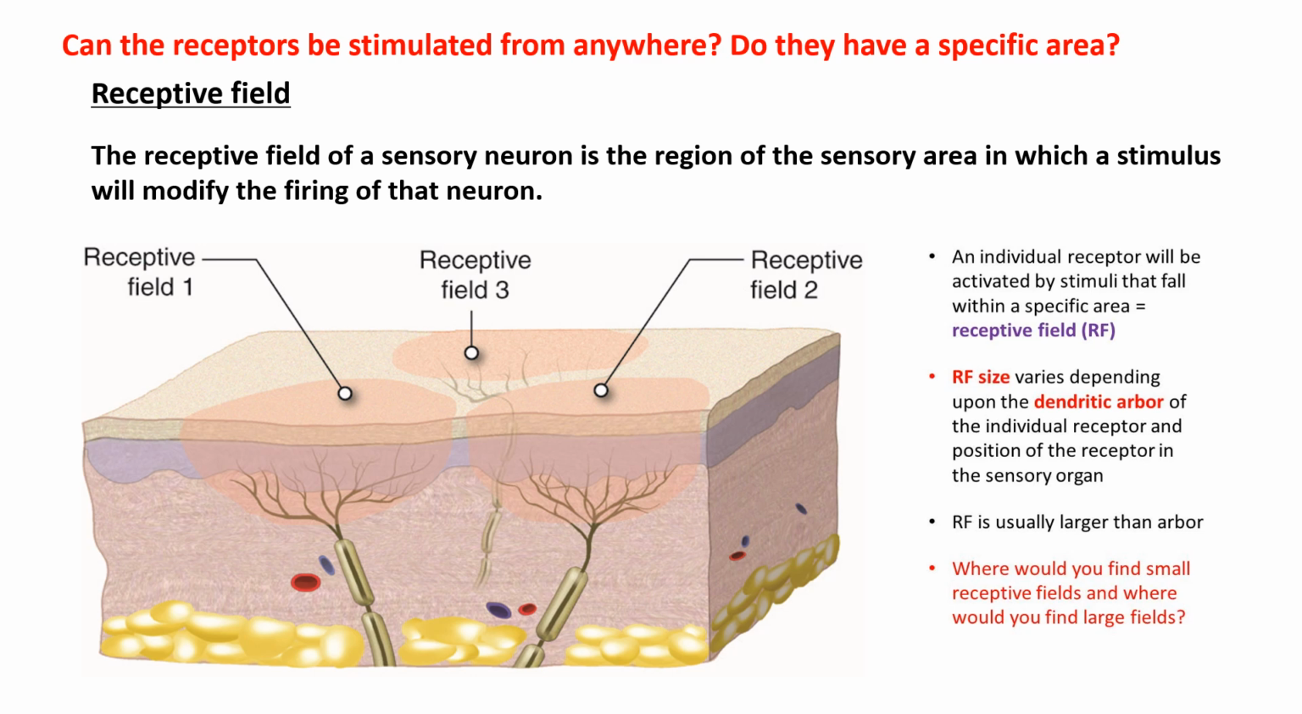So you might ask, where would you find small receptive fields and where would you find large fields? In some parts of your body, where the sensitivity is not required to be very high, you might find a slightly larger receptive field and fewer receptors. In areas where you have to be very sensitive, you probably will find many receptors with smaller receptive fields. These receptors might also be leading to more than one nerve as well.